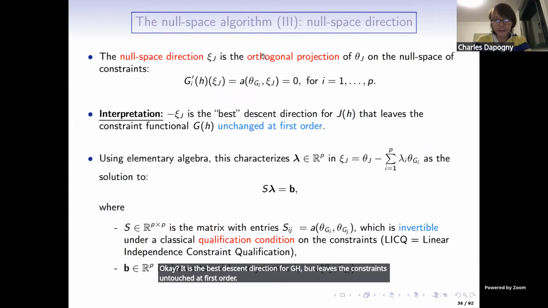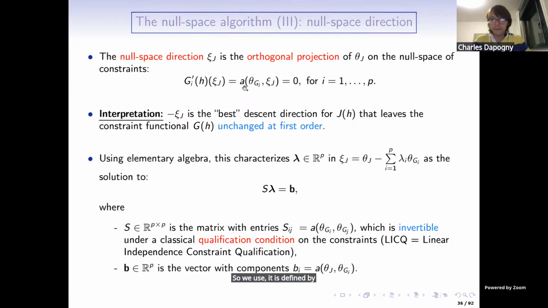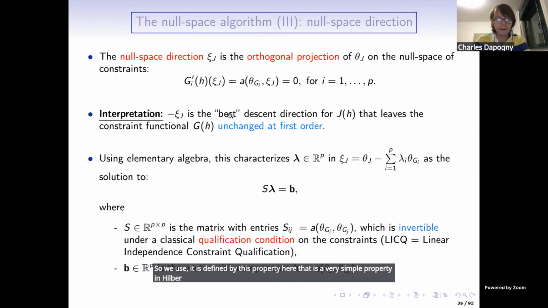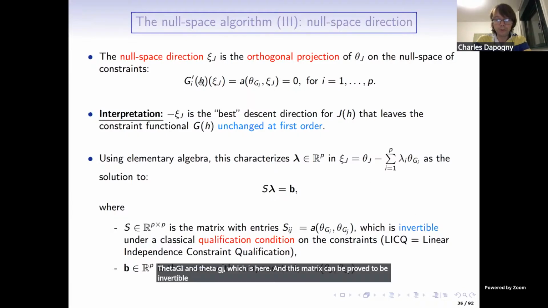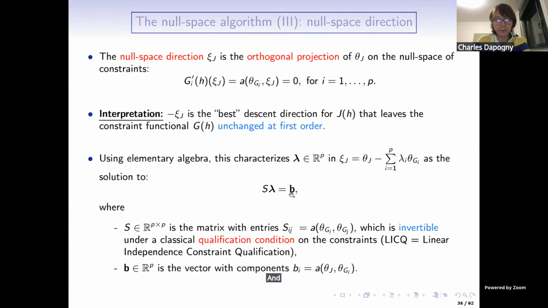So it is defined by this property here, but that is a very simple property in Hilbert spaces. In matrix form, this rewrites like this, with a matrix S, whose size is the number of constraints, and whose element Sij is the inner product of my Hilbert space, theta gi and theta gj. This matrix can be proved to be invertible, provided the gradients of the constraints satisfy a simple constraint qualification condition. And B here is the vector field obtained by assembling these terms.